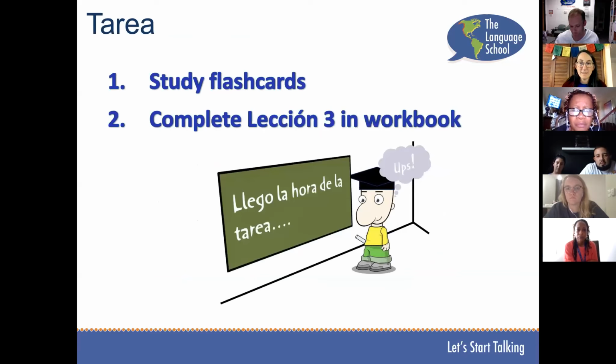Most important thing between now and next week, try and hit those flashcards. You all still have your books? Yes. So yeah, study, study, study. Vocab is number one. Without words, we don't have anything. But with words, we can actually communicate.